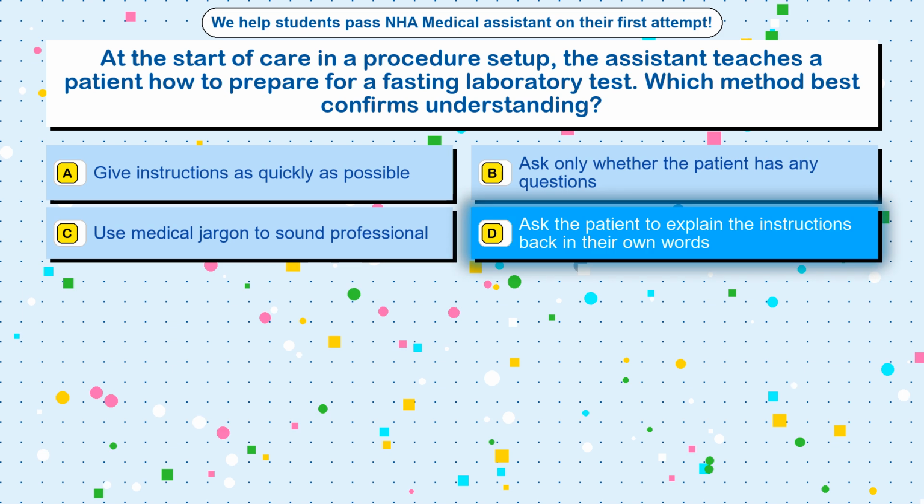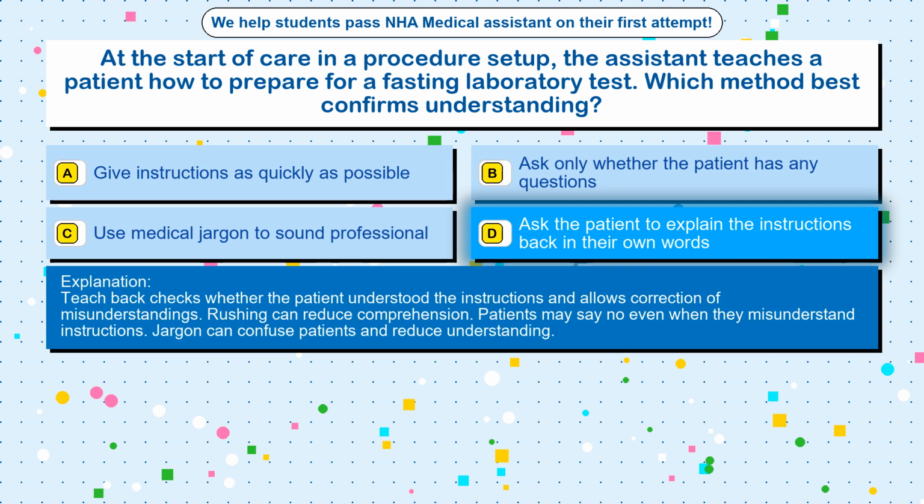Ask the patient to explain the instructions back in their own words. Teach back checks whether the patient understood the instructions and allows correction of misunderstandings. Rushing can reduce comprehension. Patients may say no even when they misunderstand instructions. Jargon can confuse patients and reduce understanding.